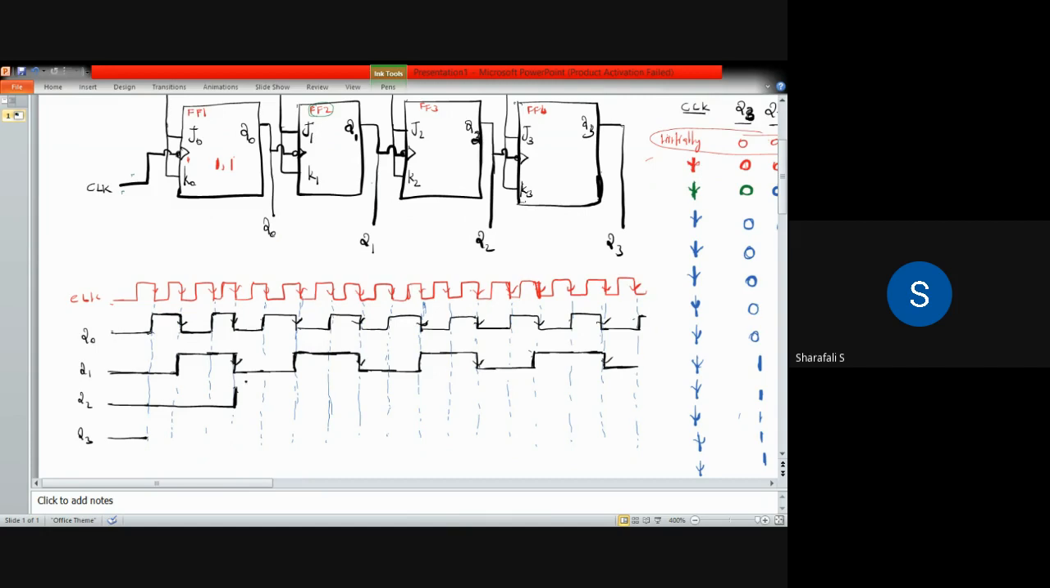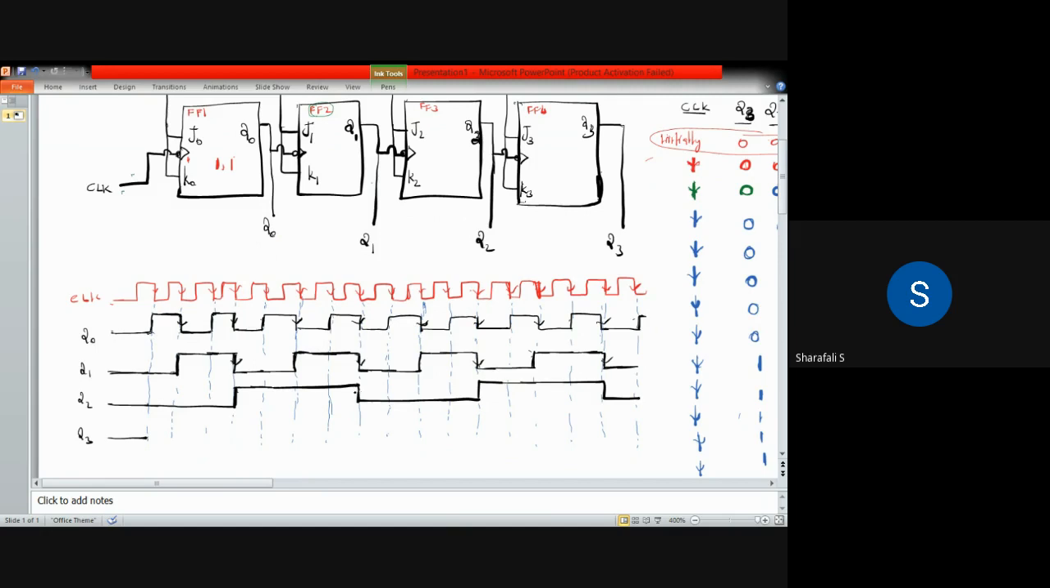So this will remain at 0 until the first negative edge of the Q1 value comes, which means when it is changing from 1 to 0 the first time. At that time, the Q2 value changes from 0 to 1, and it continues up to the next negative edge of the Q1 pulse. So that is continuing again, and it is going like this.